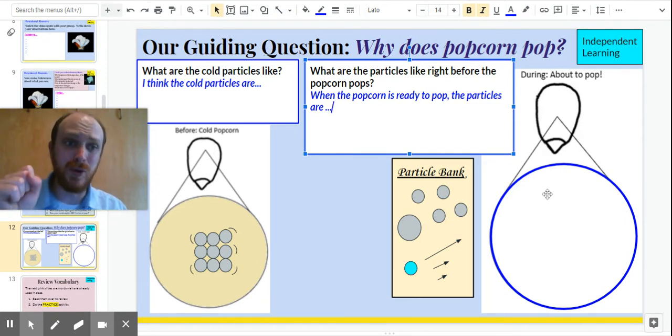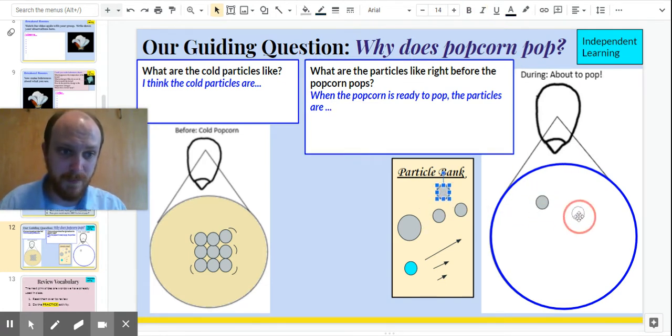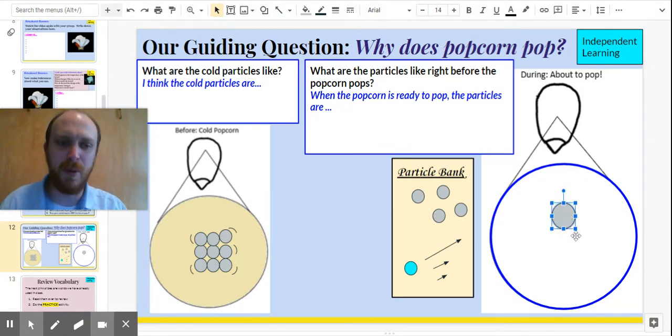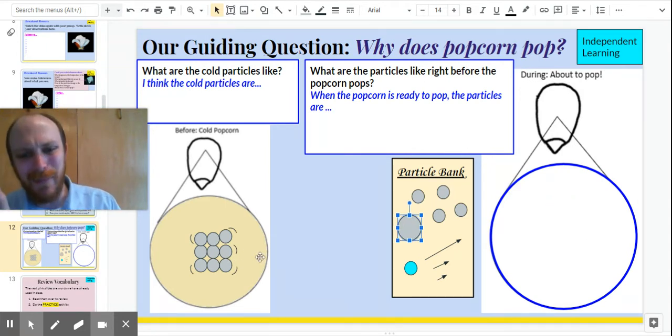Remember, you're drawing the particles inside the kernel right before it pops. Here's where it's cold. Here's where right before it pops. So maybe you want to use these particles. You're going to drag them over. Maybe you're like, no, not those. I want bigger ones. Maybe I think particles are bigger now. So you want some big ones. I don't know. Maybe you're like, but the particles are different. They're not the same. Something changed.